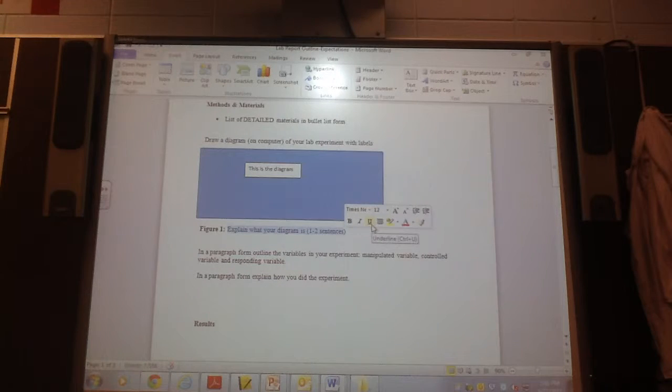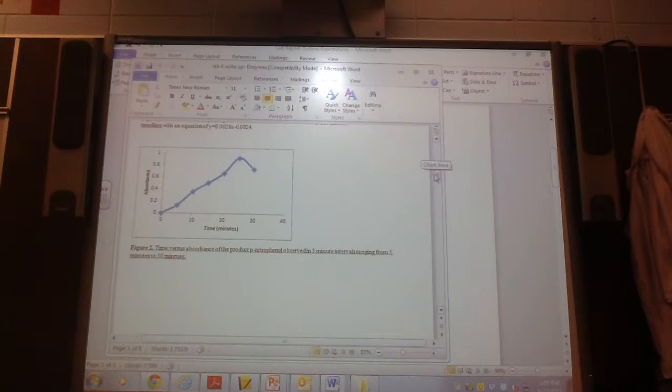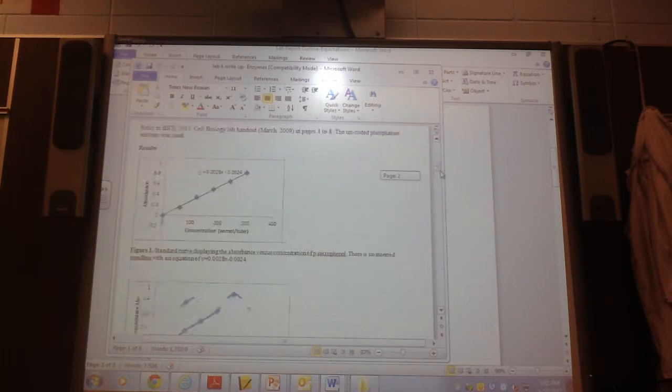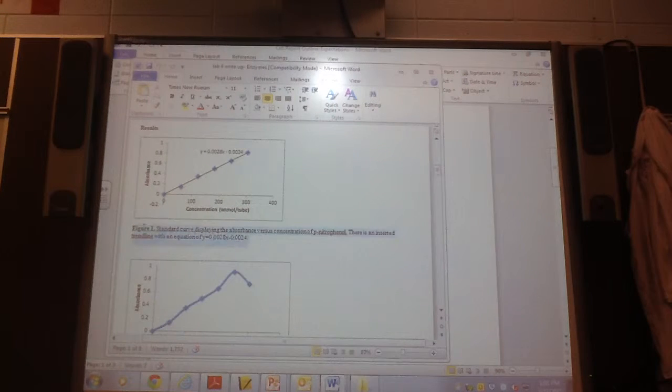So you say, like this diagram, or no, here, I just give you an example. This was a report that I did before. So here, okay, so like for this graph, I say figure 1, standard curve displaying the absorbance versus concentration of p-nitrophenol. There's an inserted trend line within the equation of y equals 0.02, blah, blah, blah. So I just state basically what that graph is, what it's for, what it's doing, okay? But you don't explain the results though. You're just stating what it is, okay?